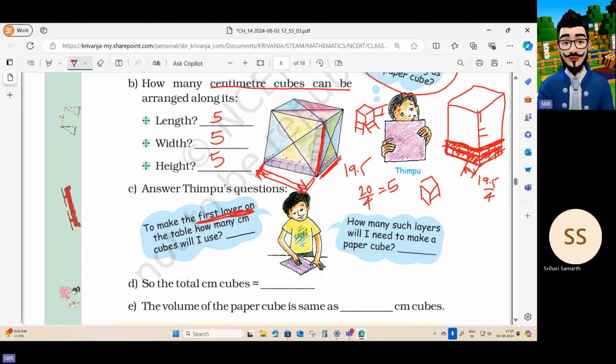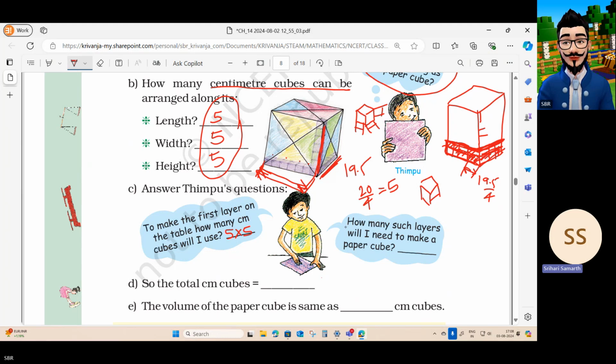How will you calculate? First, we have to find how many cubes are there in all. We are still continuing with the same question, right? Why do you want to calculate it again? Tell me. 5 into 5. 25. Next. Read next question.